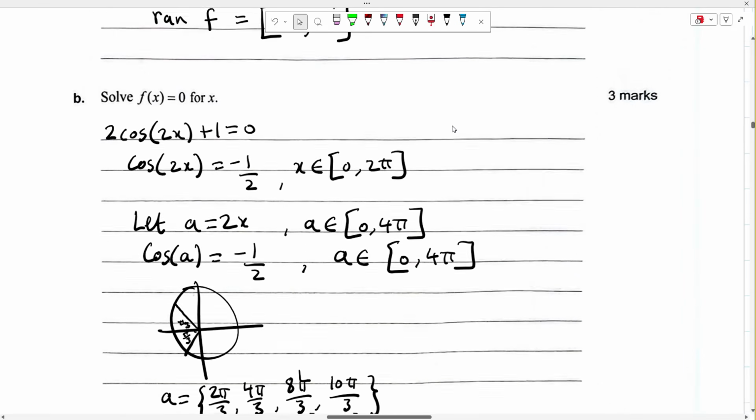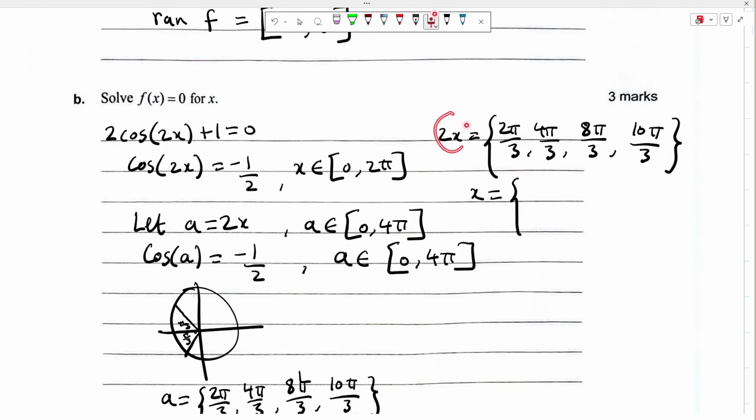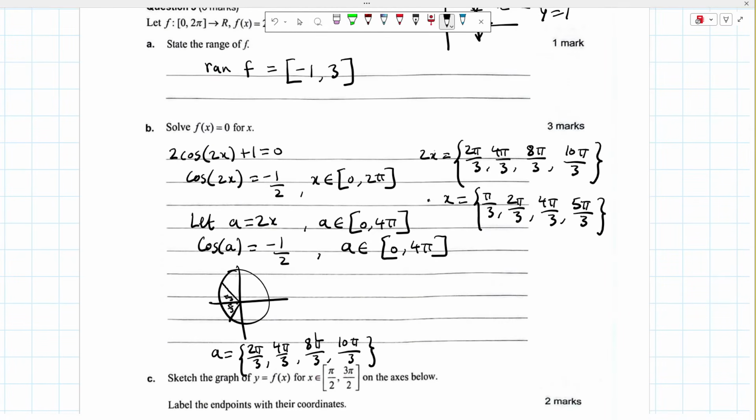Now remember that a is the same as 2x, right? And we want to solve for x, so let's just replace a with 2x. And now we can simply divide each value by 2, because we want x by itself, not 2x. So we get pi over 3, 2 pi over 3, 4 pi over 3, and 5 pi over 3. Okay, so that's going to be our values of x.